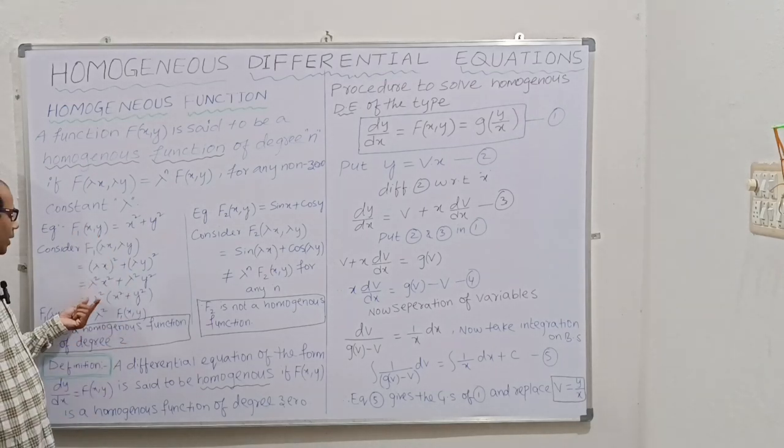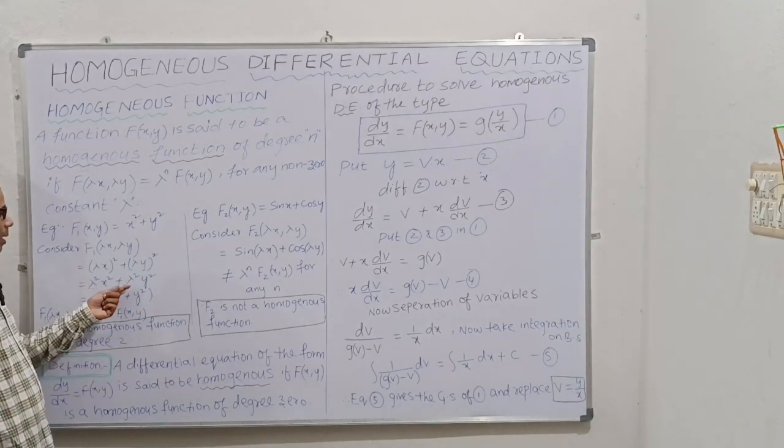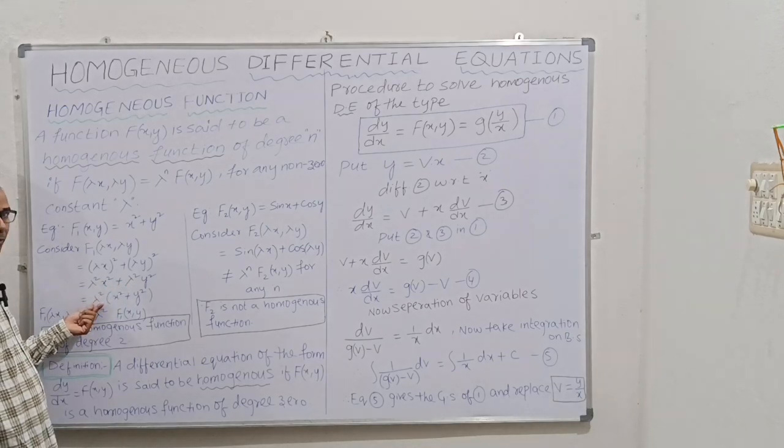So now what we have to do? You take the lambda square common. So lambda square is here and lambda square is also here. Take the lambda square as a common factor.